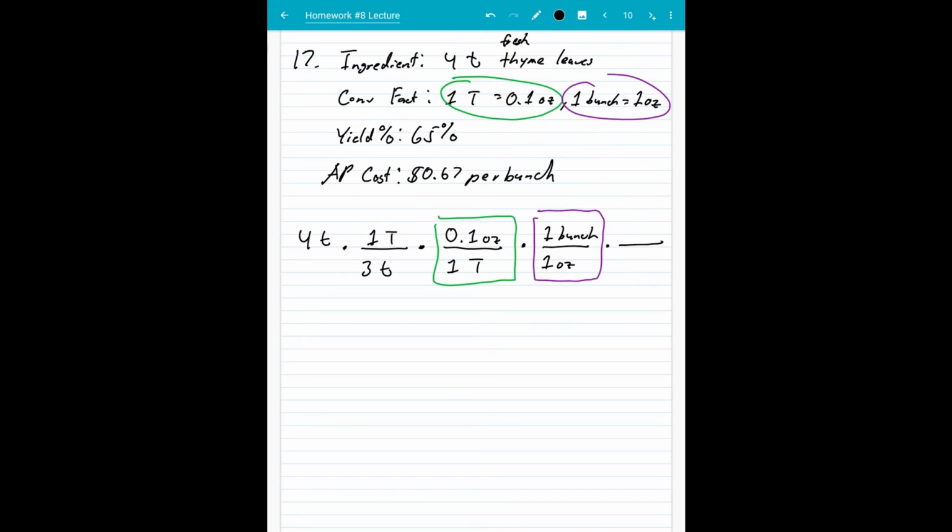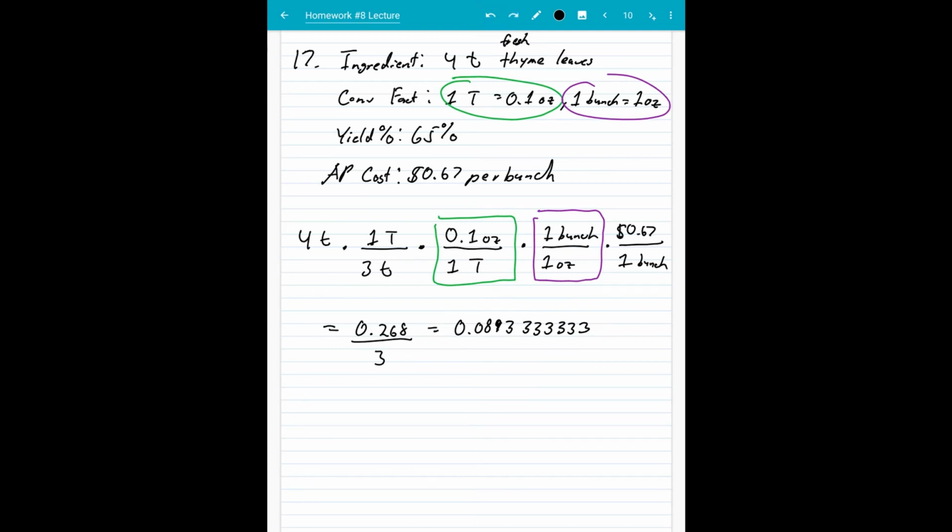So times $0.67 per 1 bunch. And you've got to multiply everything. I'm going to multiply all the top numbers. 4 times 1 times 0.1 times 1 times 0.67 is 0.268 on top. 3 times 1 times 1 times 1 is 3. So we divide by 3. That gives us 0.089333333, which keeps repeating. Store this number in your calculator.